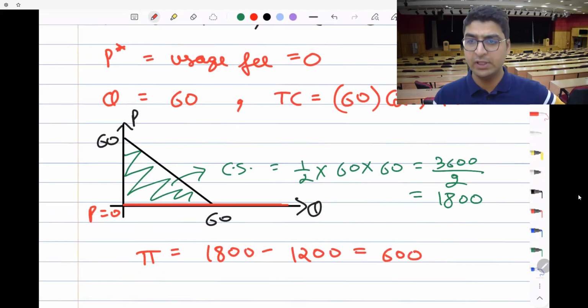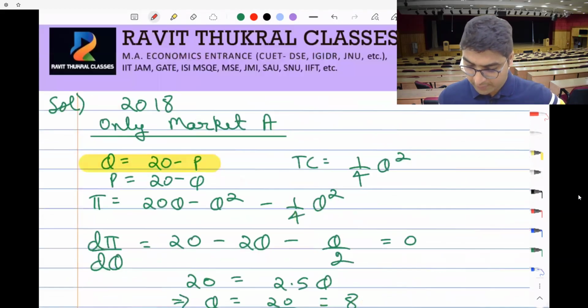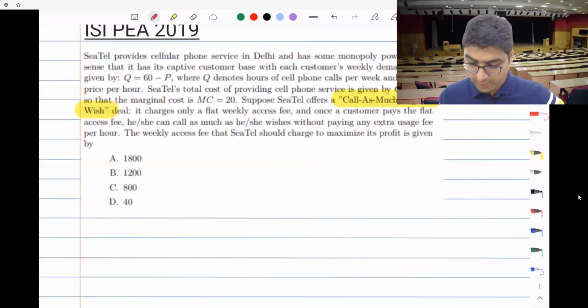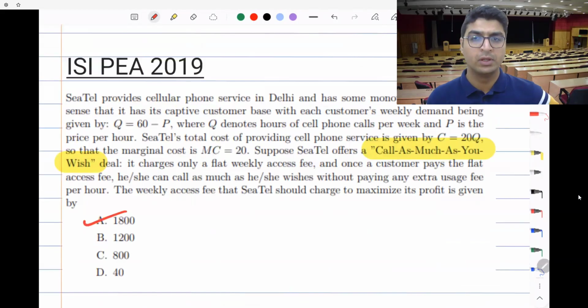ठीक है, तो flat fee would be 1800. That's the maximum we can charge from the consumers for giving this offer of calling as much as they can. Okay, so 1800 should be the answer, which is option A. Okay, moving on.